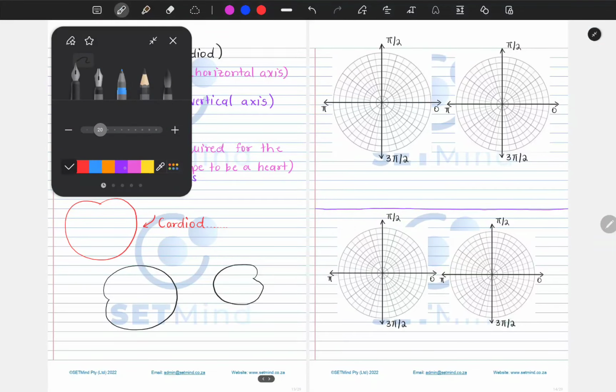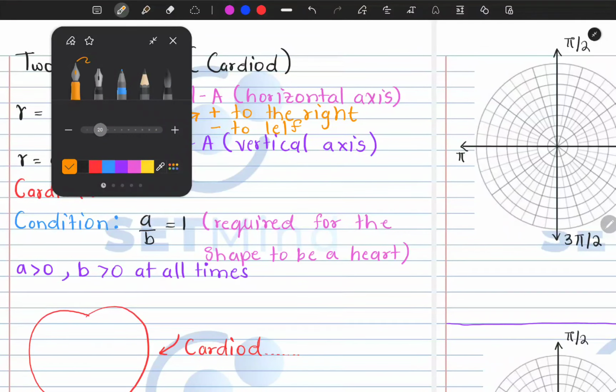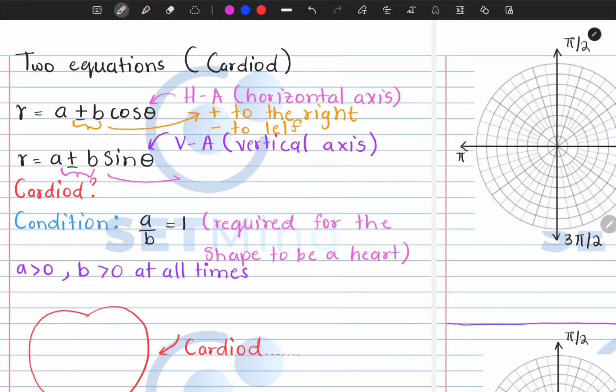One thing I need to remind you about the signs: when we have a plus with cos, it means the cardioid is to the right, and when we have a minus, it means the cardioid is to the left. And for the other one, sine, remember sine has to do with up and down. If we have a plus, the cardioid is leaning upwards. If we have a minus, it is leaning more downwards.